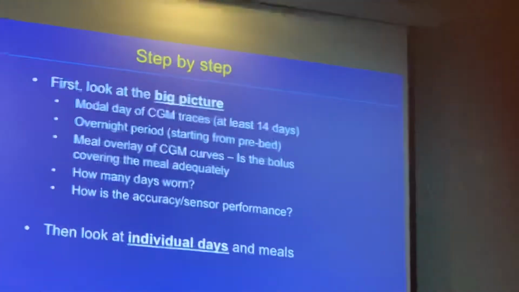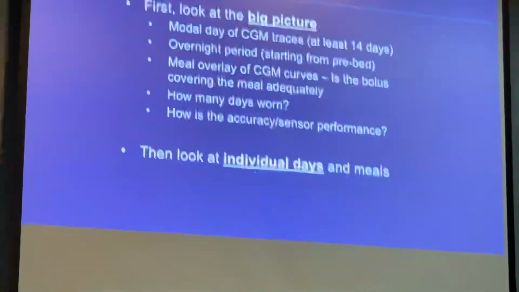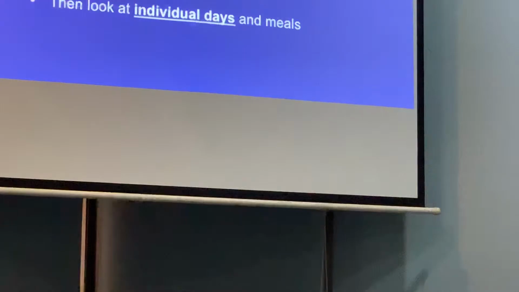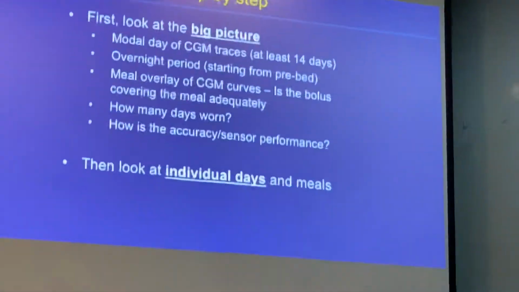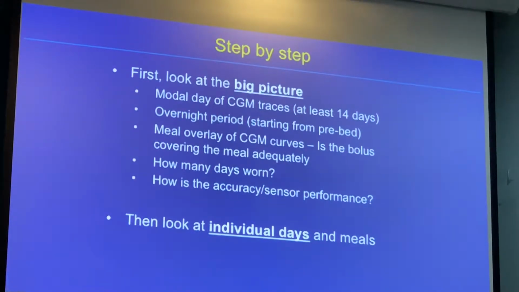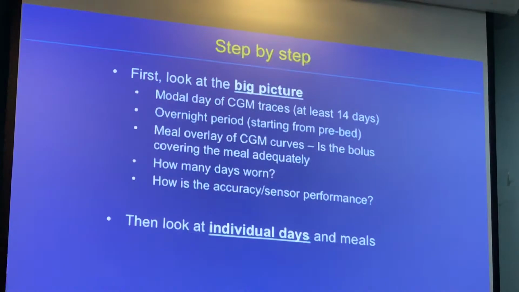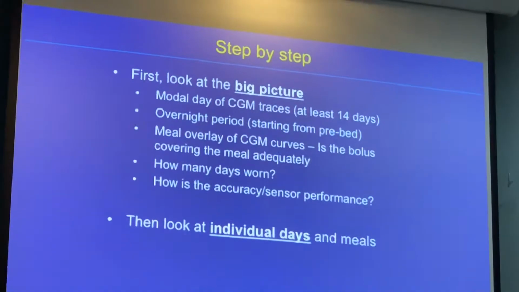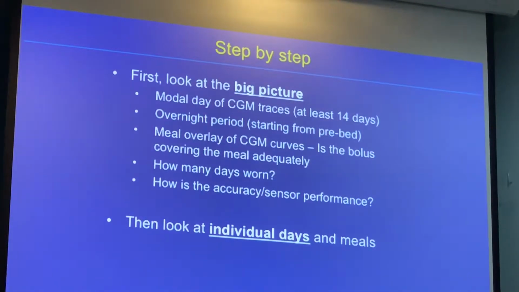How many days worn out, I said to you earlier on, and how accurate the sensor is. The accuracy is measured by the MARD. Do you know what MARD is? Mean relative absolute difference, or deviation, which is the measurement of the sensor minus the measurement of the lab glucose as a percentage of the measurement of the lab glucose per cell.